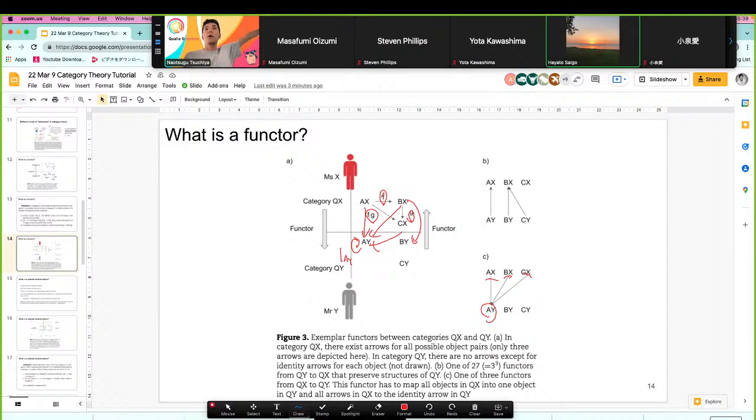So in a sense, this existence of the functor and also the variety or diversity of the functors can quantify the richness of the structure of these categories QX and QY in some way.